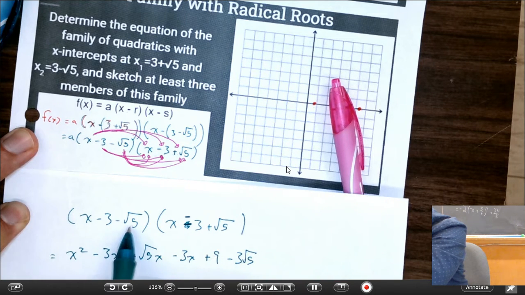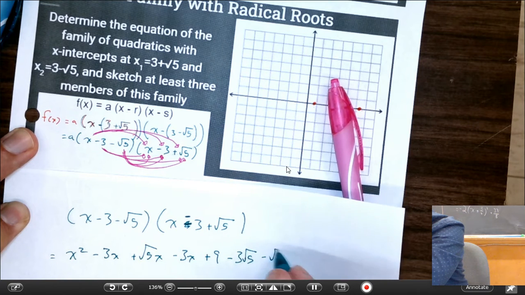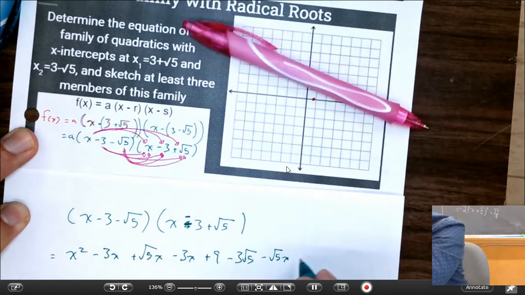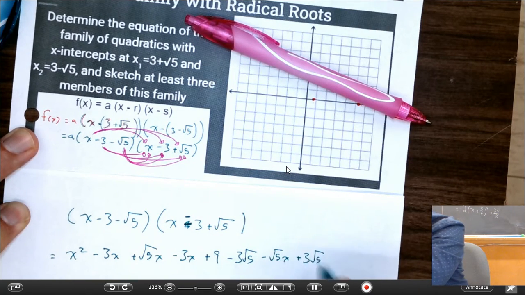Okay, now I do these root 5 terms. Negative root 5 times x is negative root 5x. Negative root 5 times negative 3 is positive 3 root 5. And then negative root 5 times positive root 5. What's negative root 5 times positive root 5? Negative 5. Root 5 times root 5 is 5, because the square root of 5 is the number that when multiplied by itself gives me 5. That's the definition of square root. So the square root of 5 times the negative square root of 5 is negative 5.